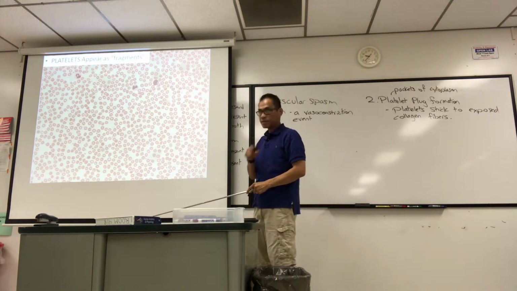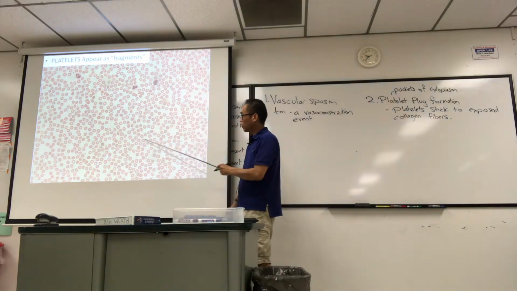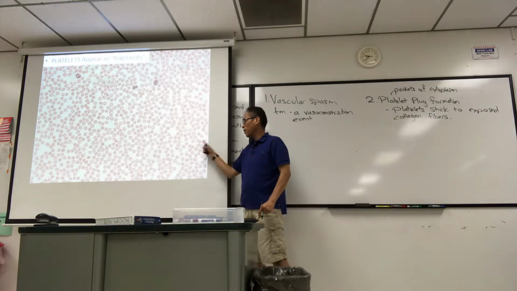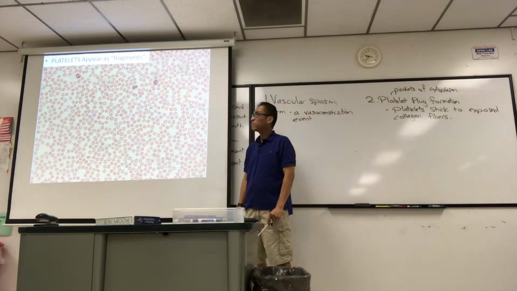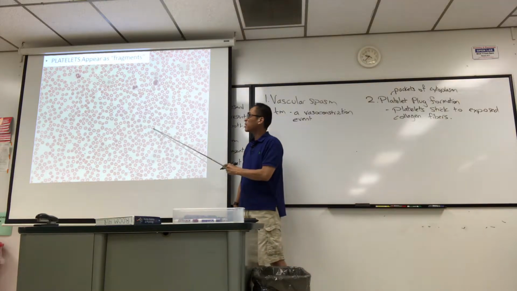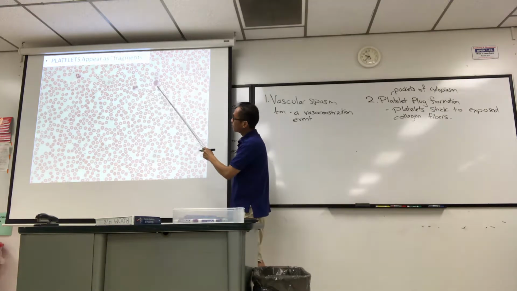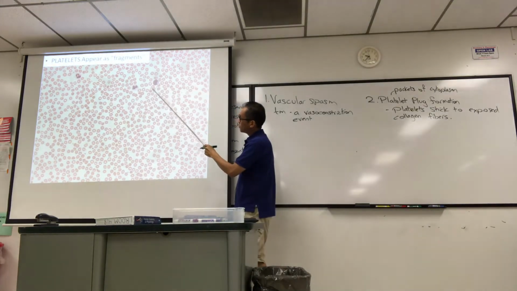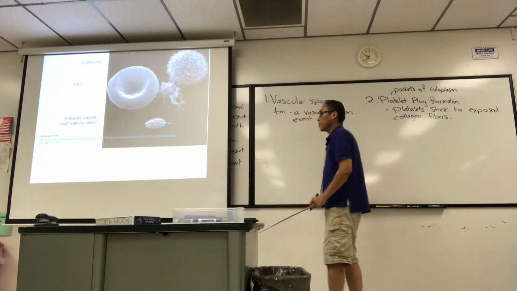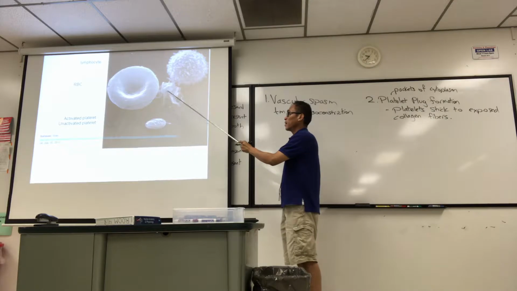When we look at platelets on a blood smear slide, such as this, the little fragments, those are the platelets. They're all over the place. Mostly I see red blood cells. I see a couple of white blood cells, monocyte, neutrophil, but these are all platelets, the little fragments. Here's a professional picture of an unactivated platelet and an activated platelet.